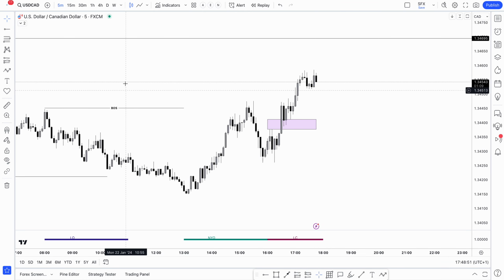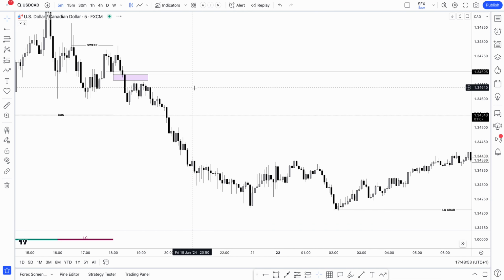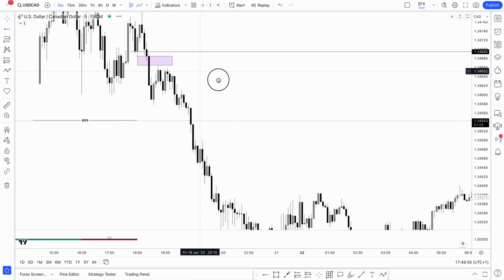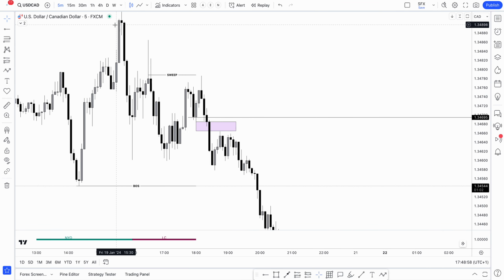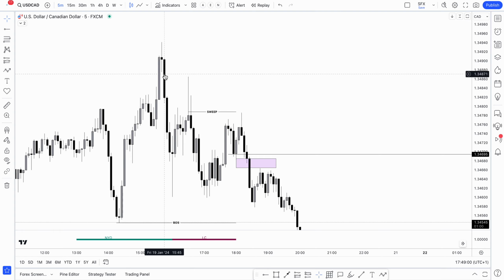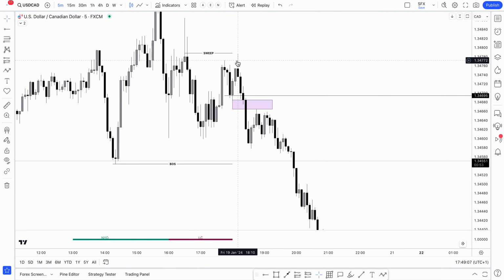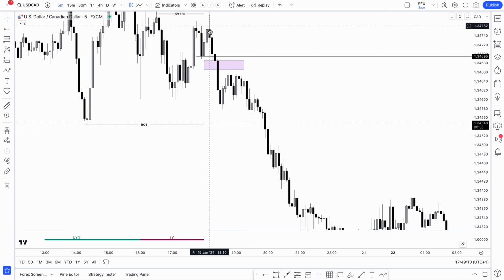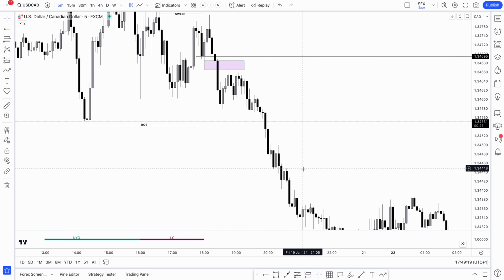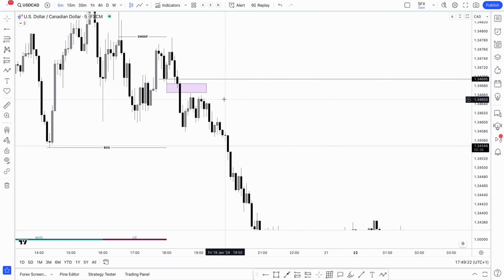Now let's go on the 5 minutes to see how it looks like. So 5 minutes, like that. So we have everything covered. As you can see, this is covered, mitigated, pushing down. This is mitigated with this rejection, right? This happened on Friday after London close. Then we pulled down, broke the structure. We did not pull in to the area of supply and just sold it down into the late Friday session, right? So in this case, this is still valid.